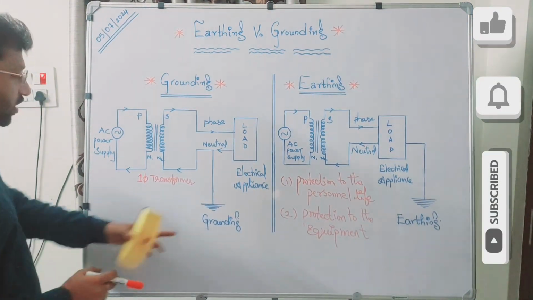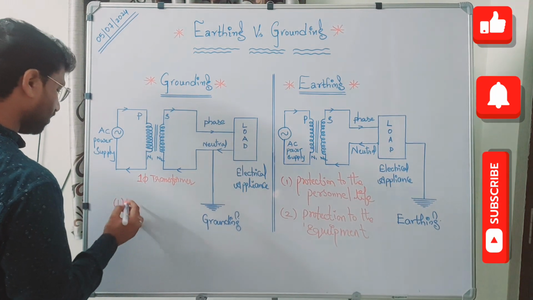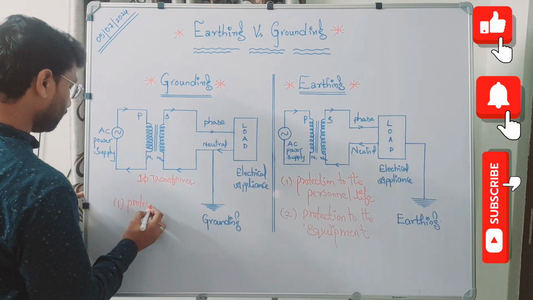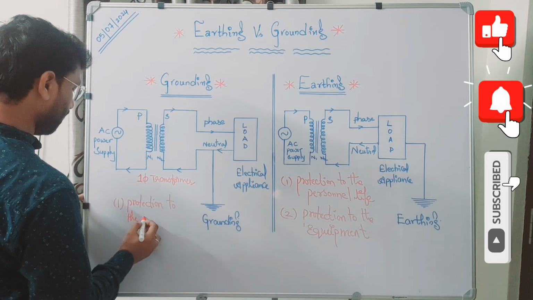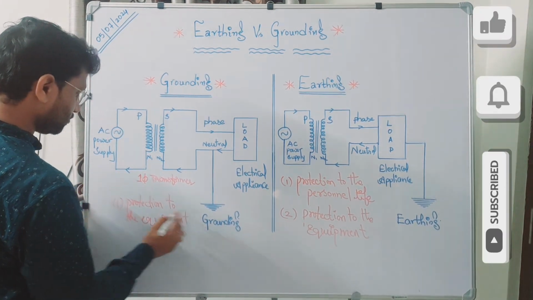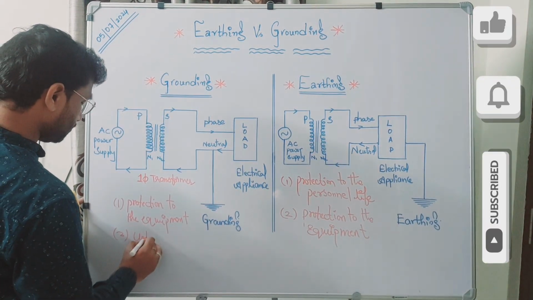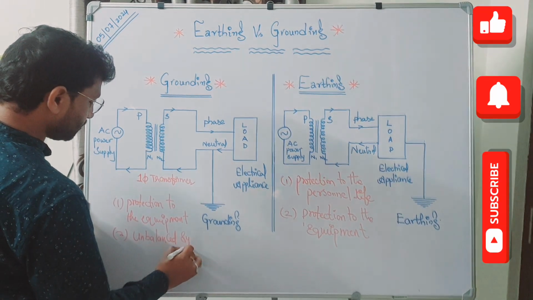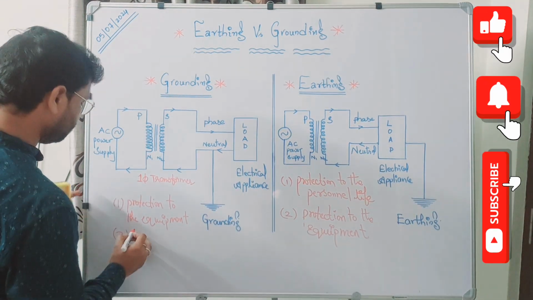Now, what are the advantages or outcomes of the grounding? Grounding provides protection to the equipment. The second one is balancing the unbalanced system.